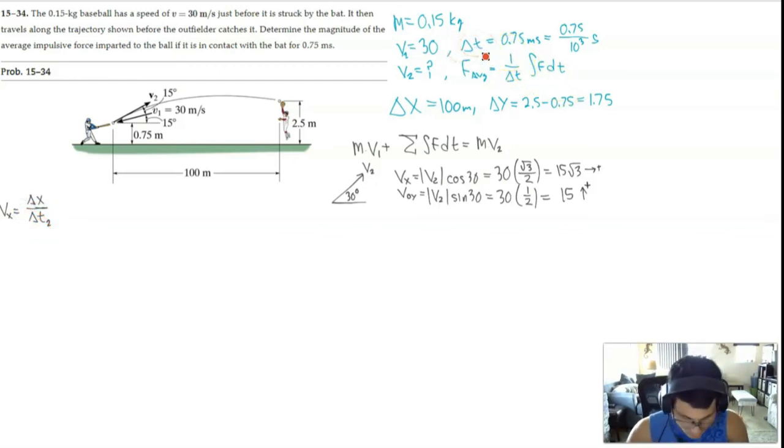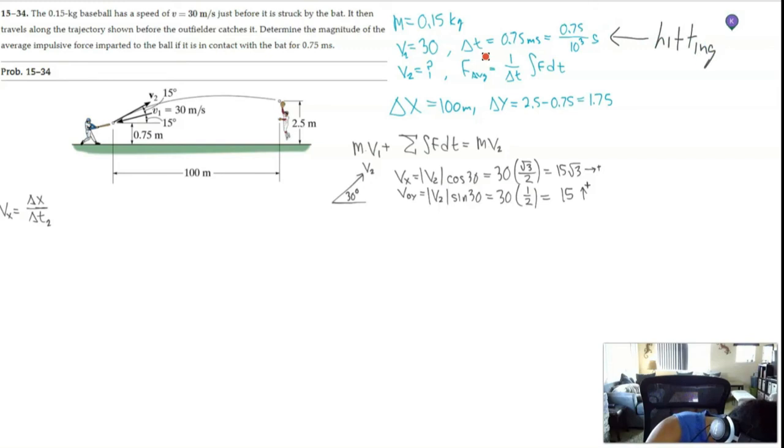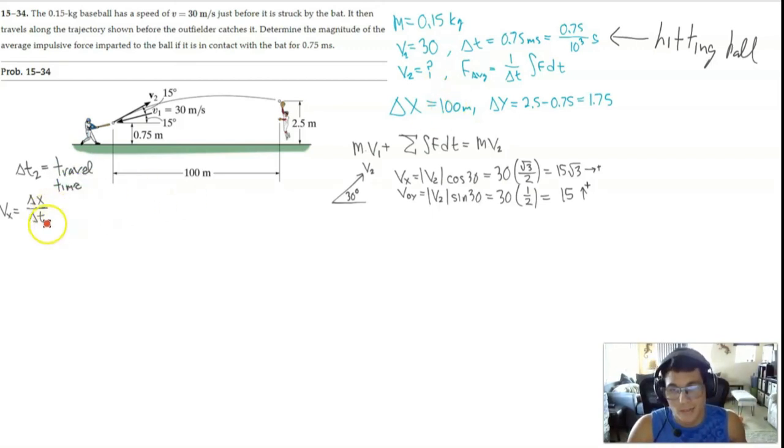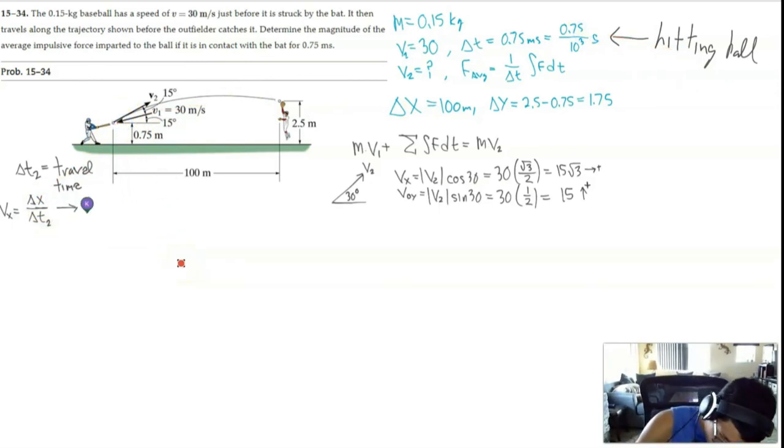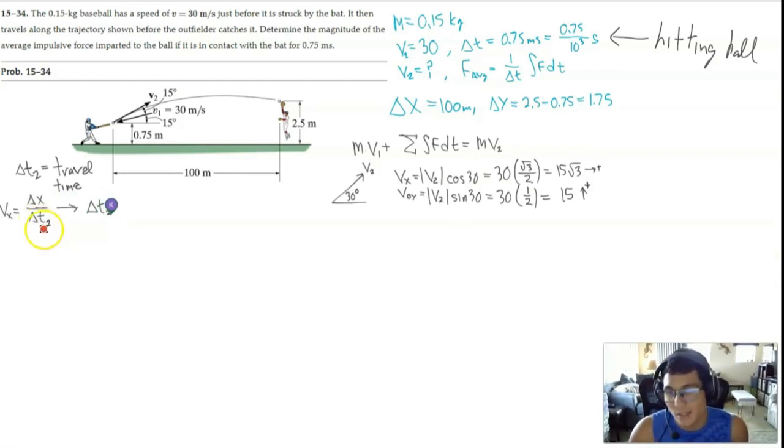So let's actually go back for a second and label this: hitting ball, and change in t2 is equal to the travel time. Yeah, I almost just made a big mistake there. I'm thinking that this time is this. That's not true. This is travel time. The ball's traveling. This is just when he hits the ball. So we want to find this change in t2. Whenever I write the subscript 2, I'm talking purely about the travel time.